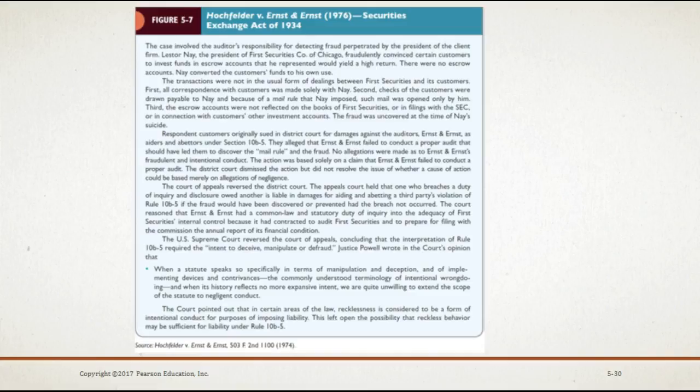In here, we have an example of a legal case related to the Securities Exchange Act of 1934. In the case of Hochfelder versus Ernst, the United States Supreme Court ruled that scienter, which is the knowledge and intent to deceive, is required before a certified public accountant can be held liable for violation under Rule 10b-5 of the Securities Exchange Act of 1934. You can find figure 5-7 on page 125 of your textbook.